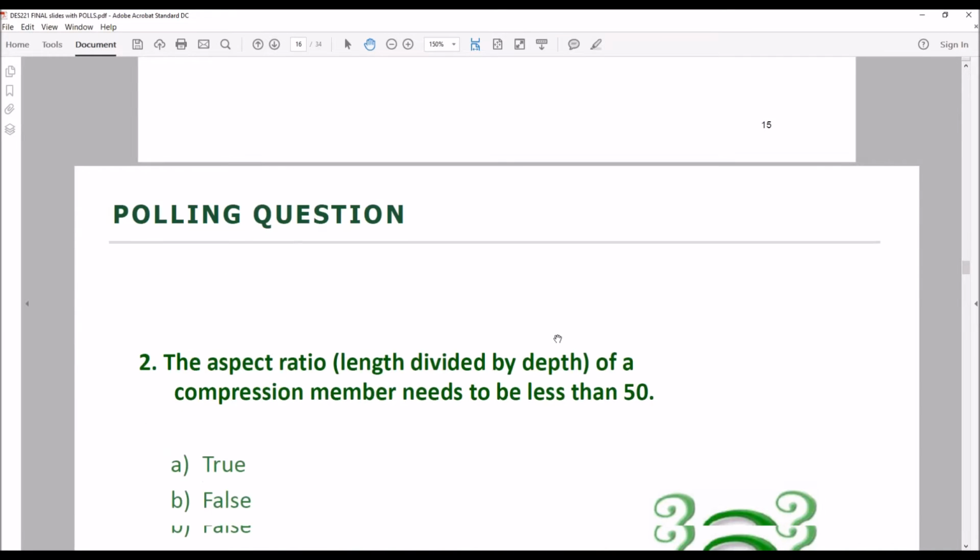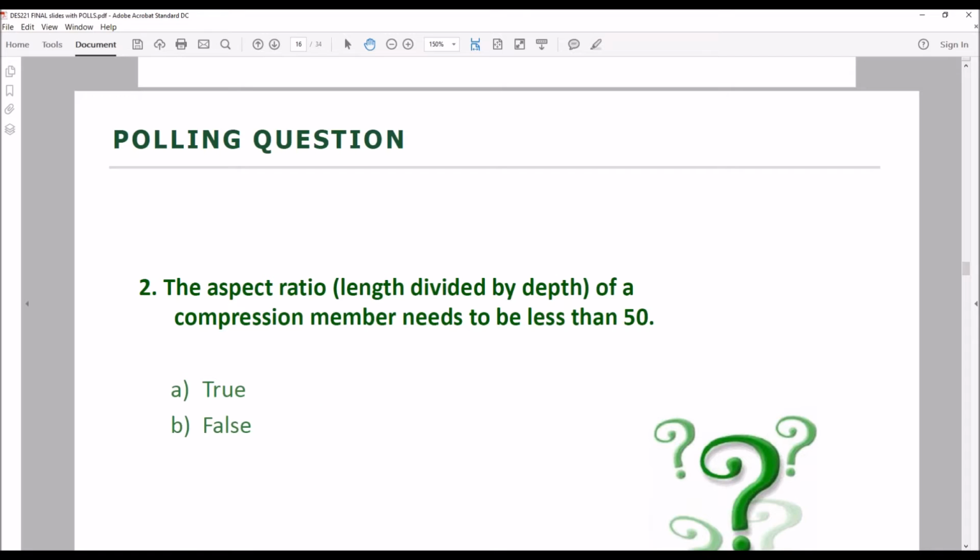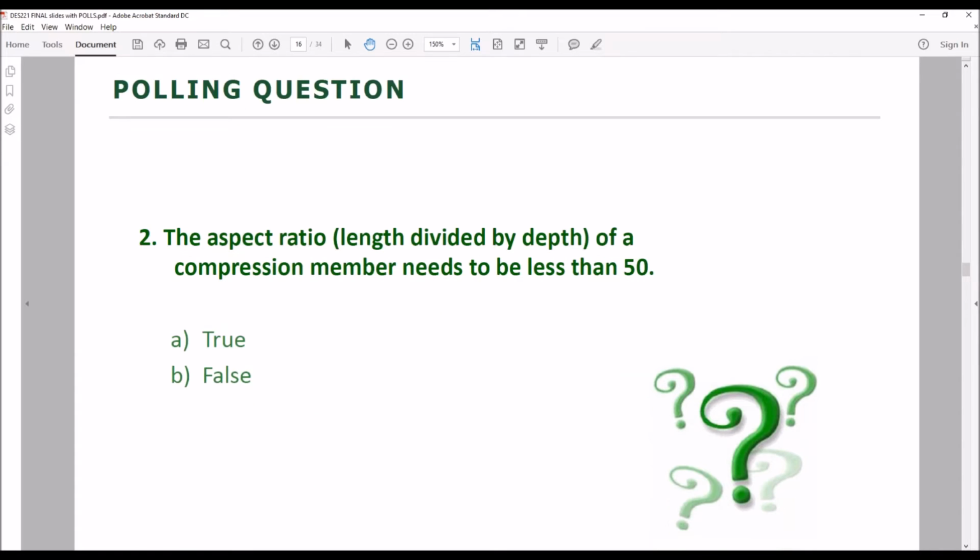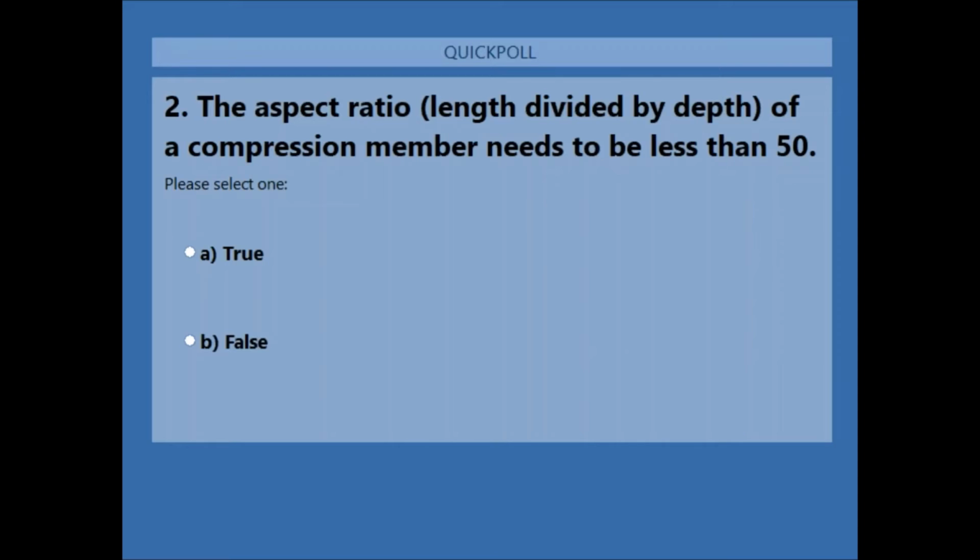Whew, all right, I'm going to take a break from talking for just a moment so we can take time for a poll. All right, I think we all probably need that break.